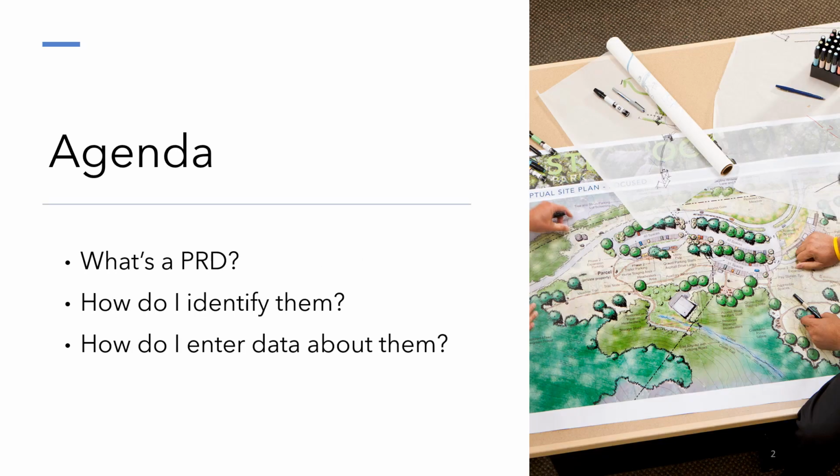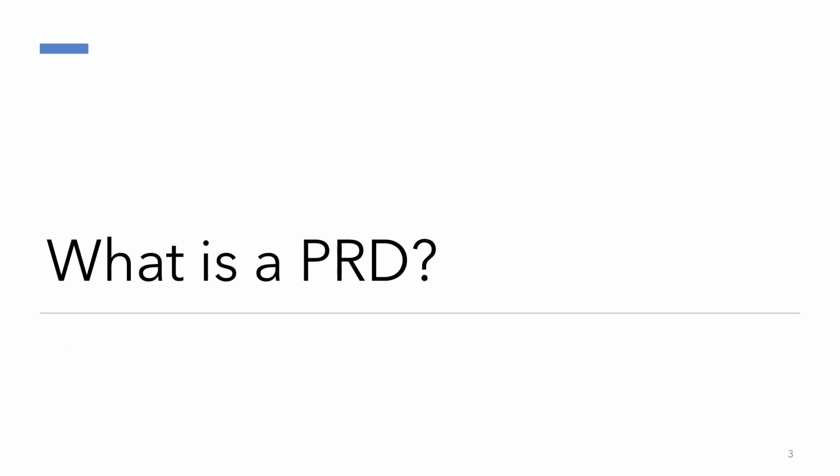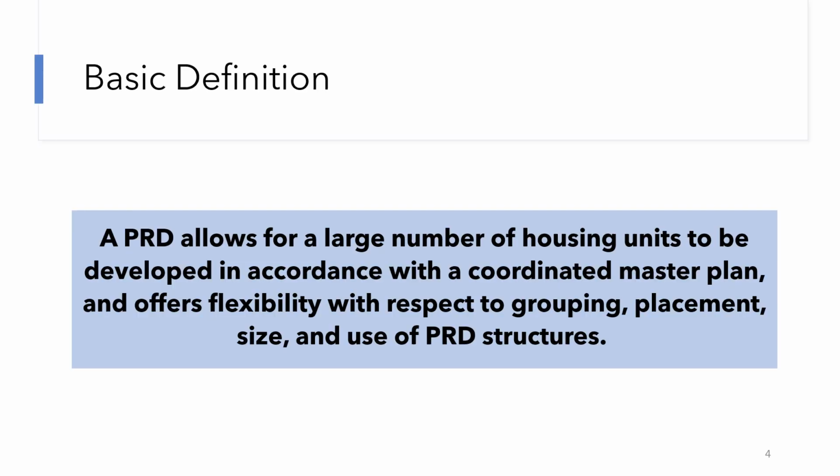Our agenda today will help you to identify what a PRD is and how you enter data about them. But first, let's make sure we're all on the same page about what exactly is a PRD. A PRD is a type of development where a large number of housing units are built in accordance with a coordinated master plan. There can be flexibility with respect to grouping of the buildings, how they're placed on the site, their size, and even the uses within the buildings.